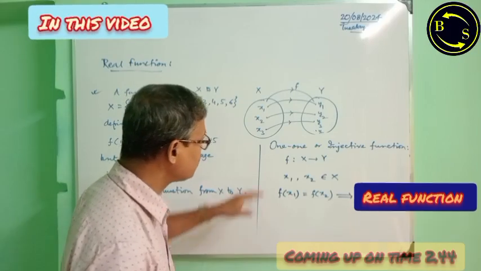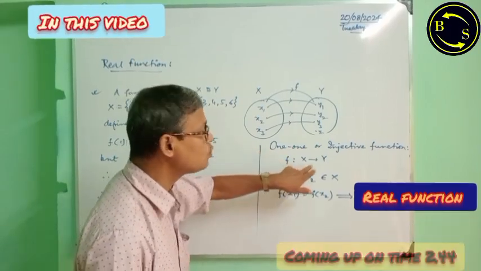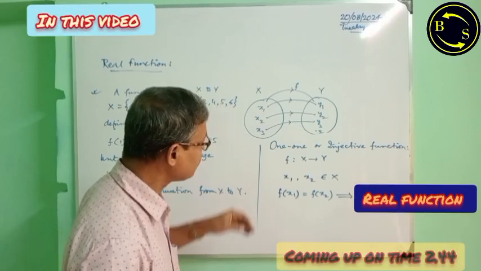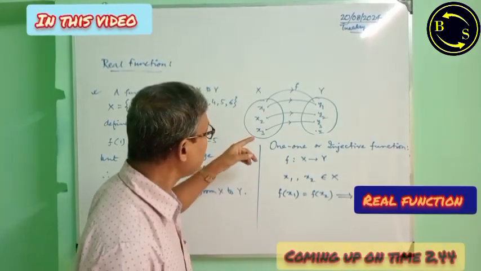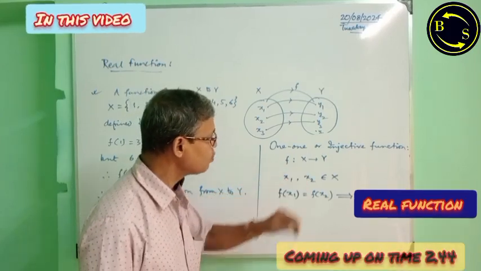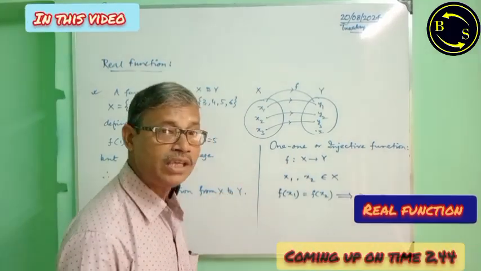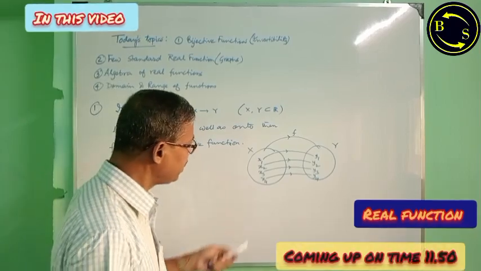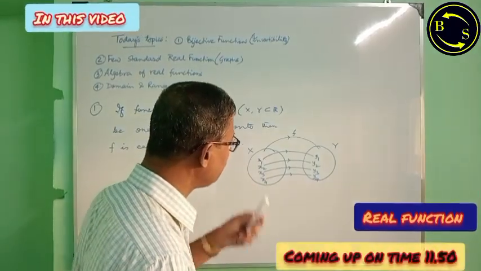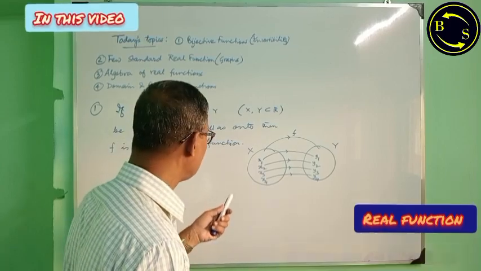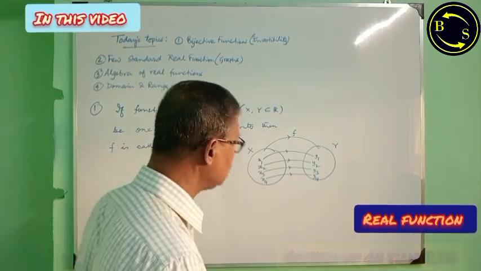Therefore, a function f from set x to set y, which are non-empty sets, such that every member of set x is associated with a unique member of set y. For each x, we get a definite or distinct y. Therefore, f is 1-1.